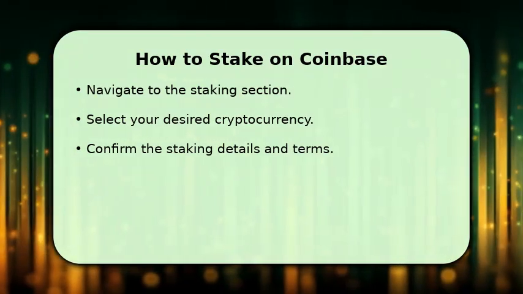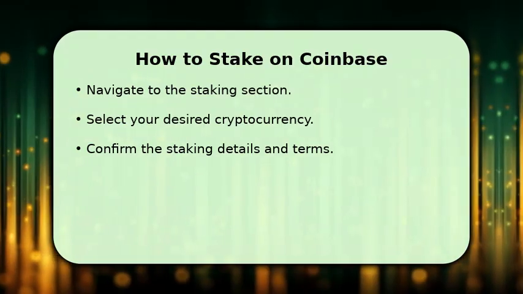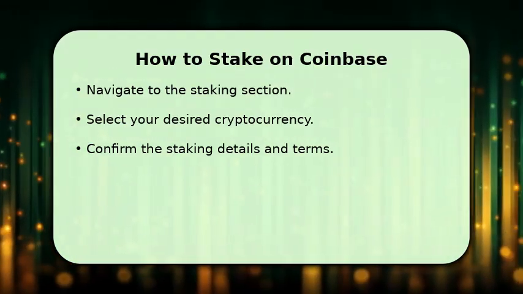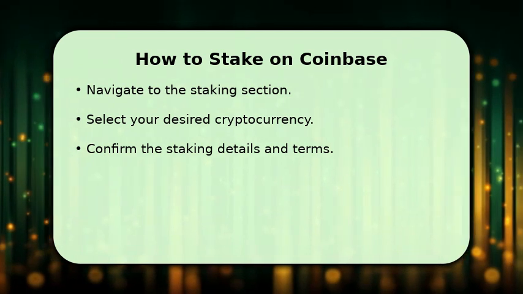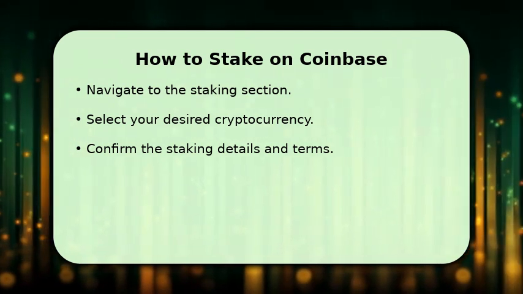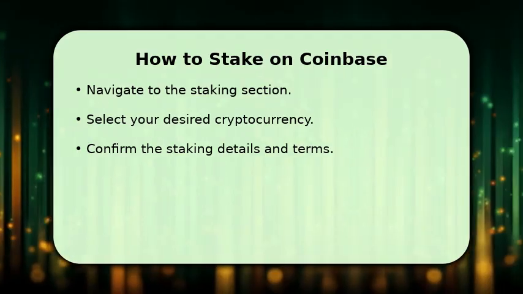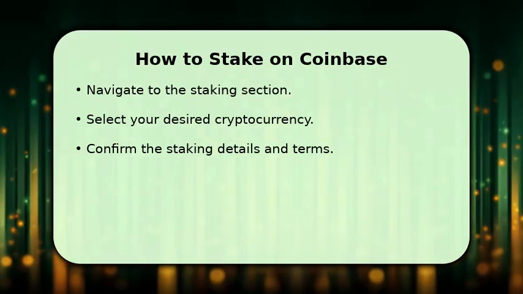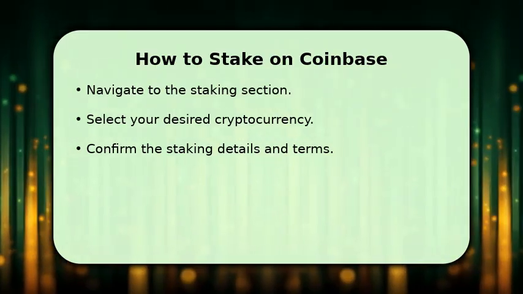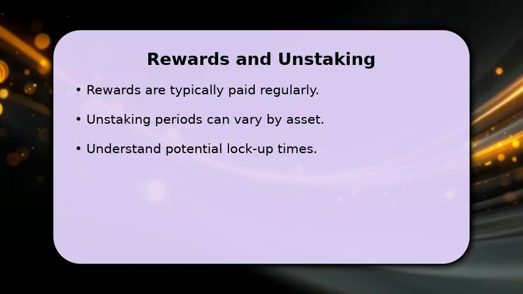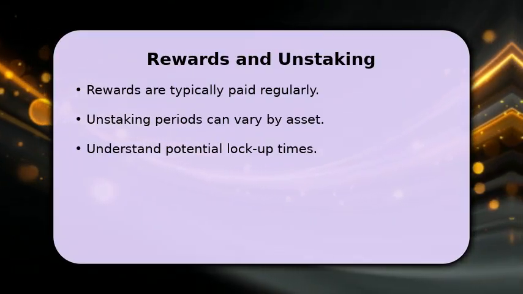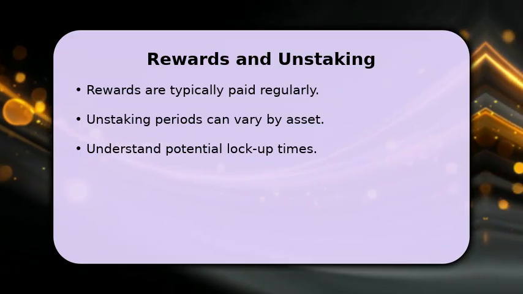First, log into your account and navigate to the Earn or Staking section. Choose the cryptocurrency you wish to stake, like Ethereum. You'll then see the estimated annual percentage yield, which might be around 3–5%. Review the details, agree to the terms, and confirm your staking choice. Once staked, your rewards will typically be paid out regularly, often daily or weekly, directly into your Coinbase account.